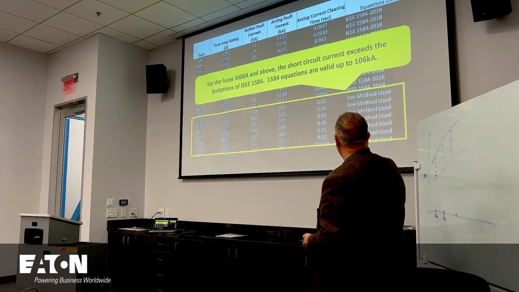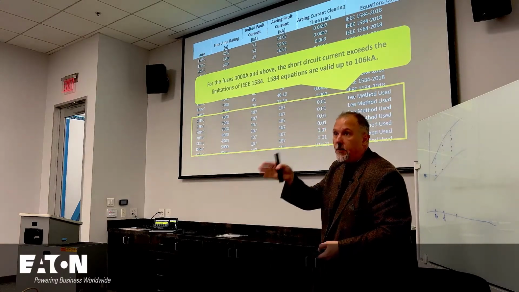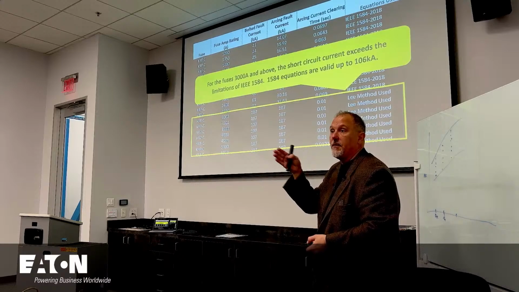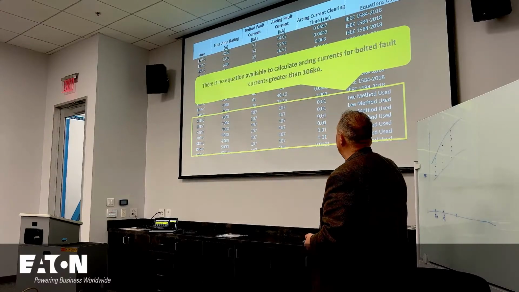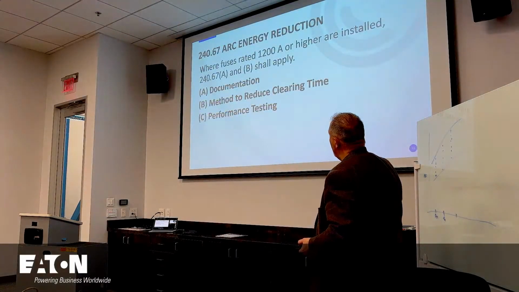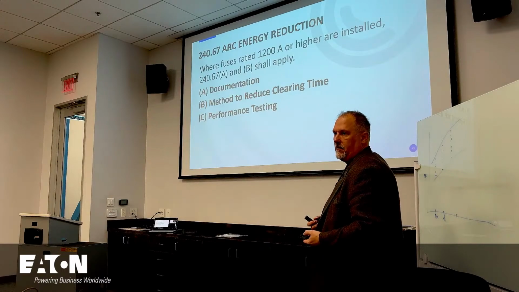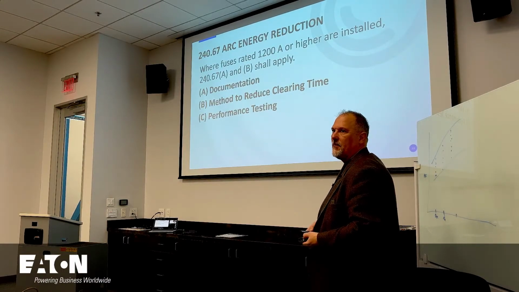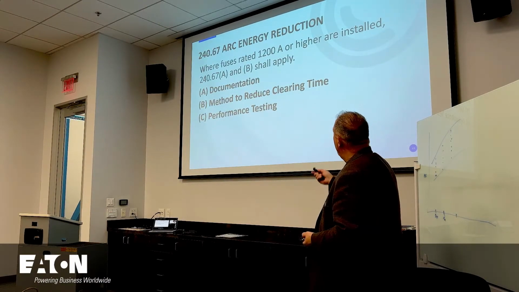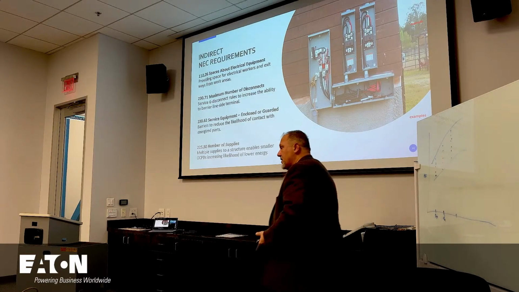But in any case, I would always go back to the arcing current that you can calculate at 106,000 amps and compare that. And that, I think, will help you feel better, sleep better when someone's dressed for those applications. Where fuses rated 1,200 amps are installed, you have to have that, so remember it's 1,200 amps. Indirect, and I mentioned a bunch of this already.